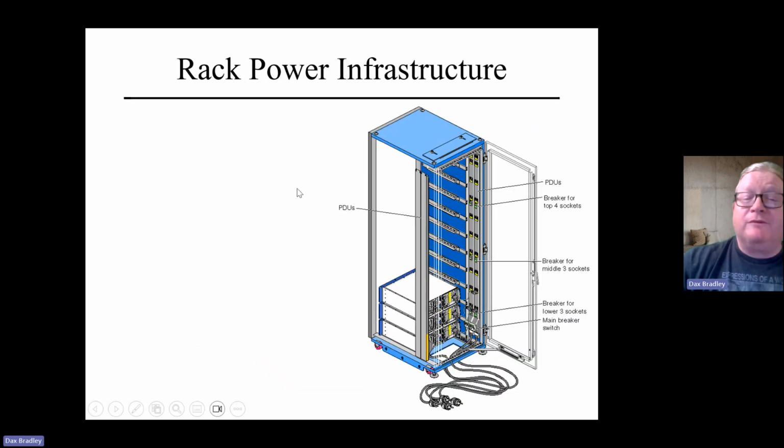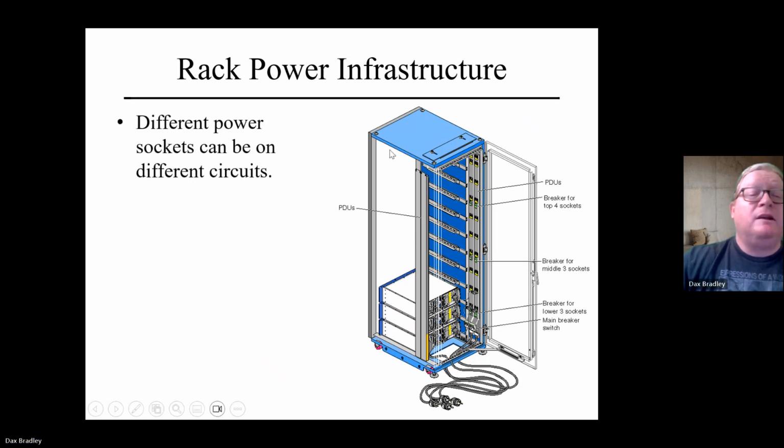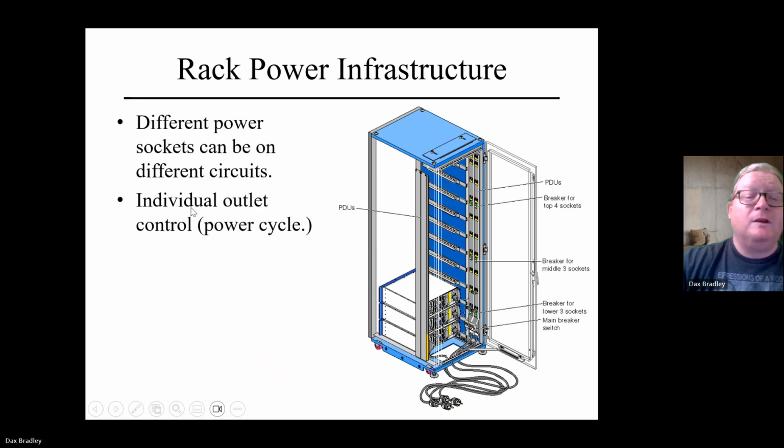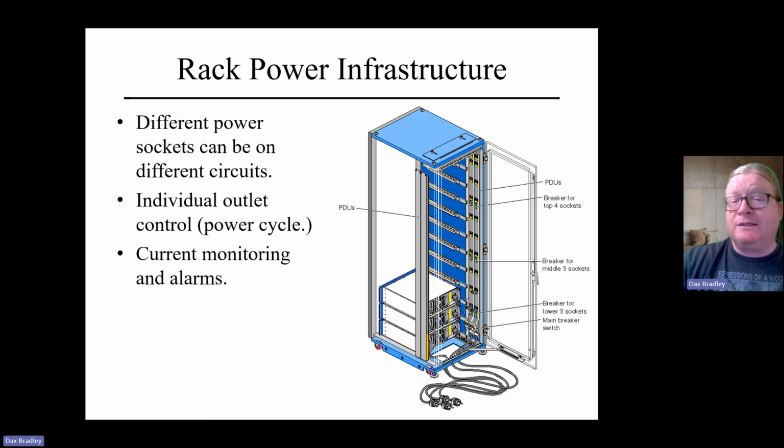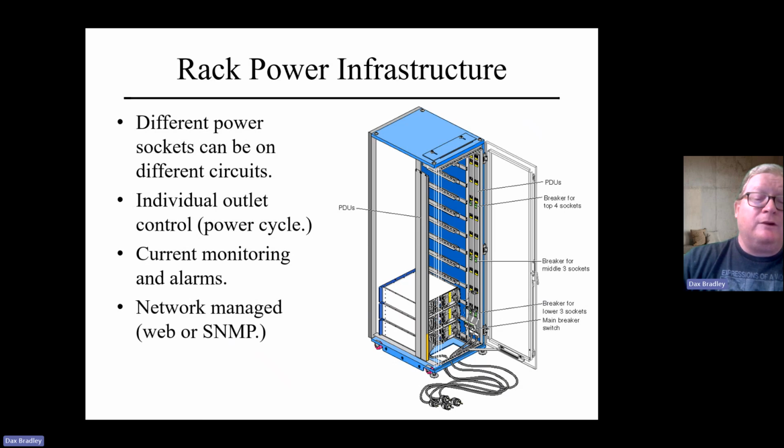And the rack power infrastructure, you've got power distribution units here. The PDUs are kind of like breakers. They have space for 4 sockets, and there's different power sockets that can be used for different circuits. They're individual outlets for control, and they have a current monitoring system as well as alarms that can operate locally and remotely. And they're network managed either through the web or the SNMP.